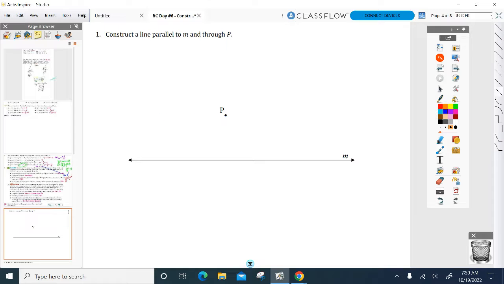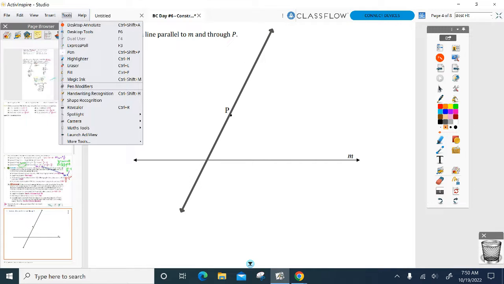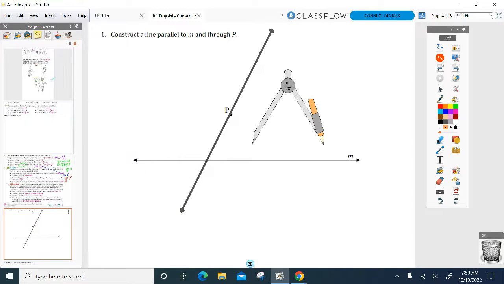First thing you guys need to do, grab your straight edges. Make a transversal through P going through M. So make a line. I don't care at what angle. It's got to go through P and M. So make a line, and this will be a transversal. Everyone's got a line that goes through at any angle.